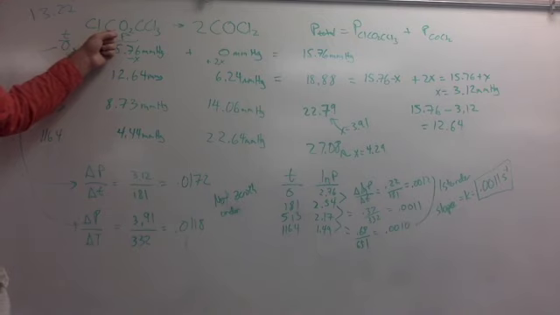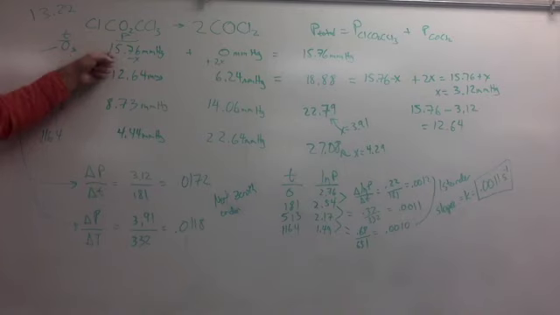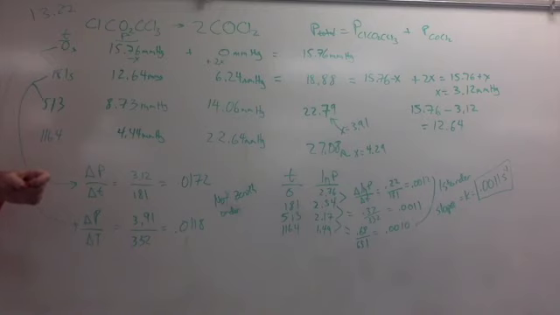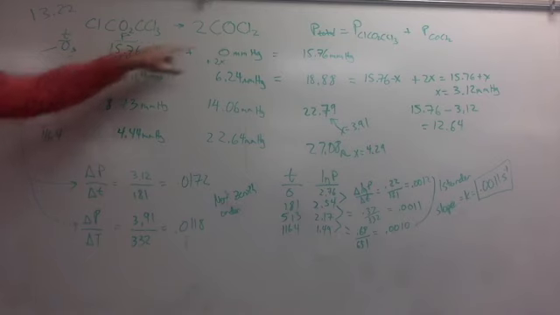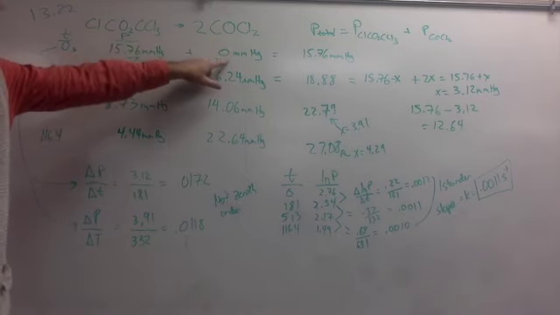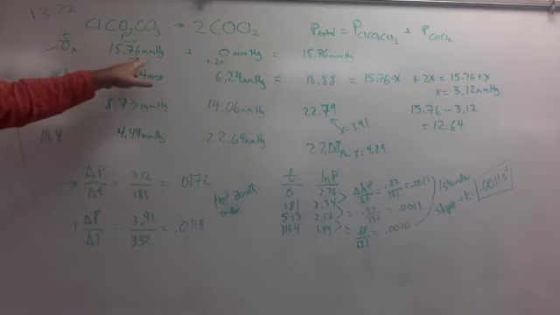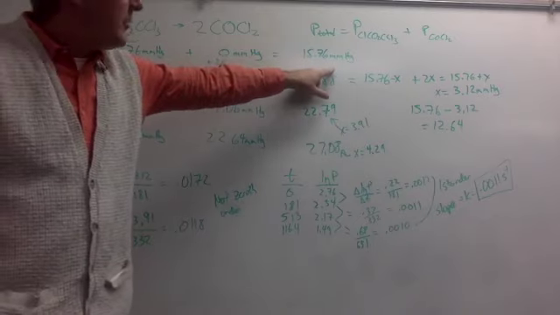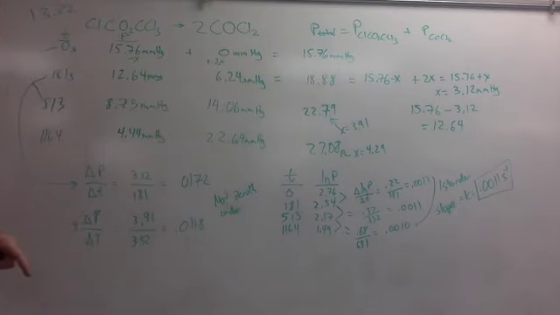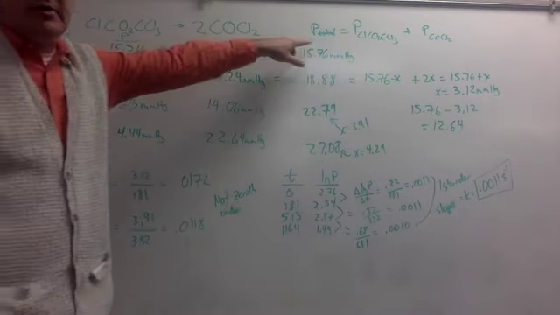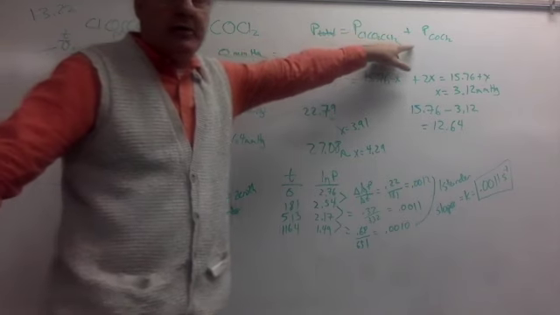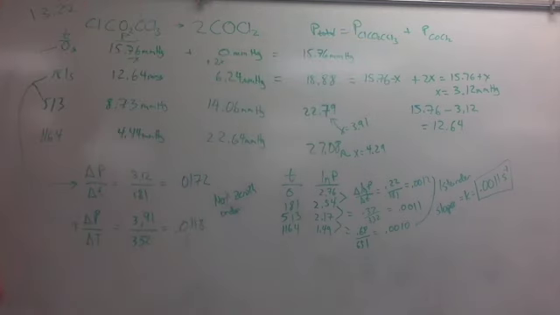ClCO2CCl3. Now for time 0, before the reaction has occurred, the pressure in the container is the pressure of the original gas, ClCO2CCl3. It's 15.76 millimeters of mercury. And the pressure of the product is 0 because it hasn't had time to react yet. And so the total pressure is 15.76 plus 0, 15.76 millimeters of mercury over here. Because P total is the reactant plus the product pressure. Dalton's law of partial pressures.